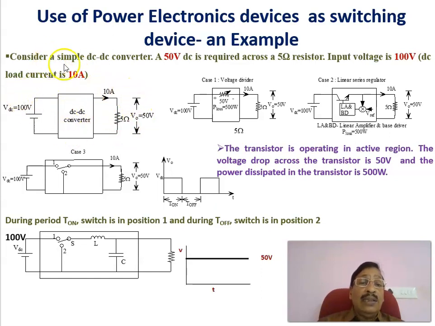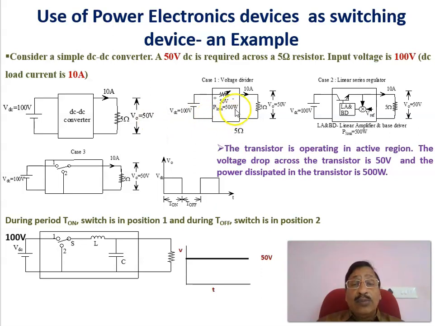This is our requirement. Consider an example of a DC to DC converter. A 50 volt DC is required. You want to get 50 volts across the load, a 5 ohm resistor, and the current through the load equal to 10 amperes, with an input voltage equal to 100 volts. When 10 amperes is flowing through a 5 ohm resistor, you will be getting 50 volts, with input voltage equal to 100 volts. This is a DC to DC converter that converts the 100 volts into 50 volts. Okay, this is our aim.